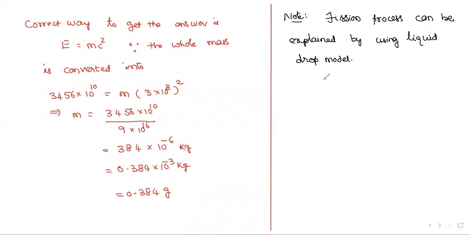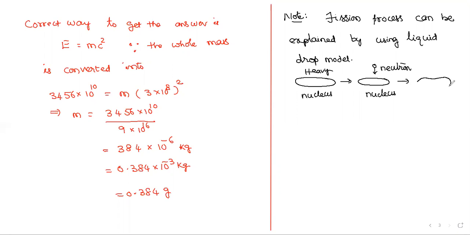Okay, this is a heavy liquid drop, like a heavy nucleus. By adding one small drop here, this is the neutron, and this is the heavy nucleus. By adding it, the shape will be disturbed, and due to the disturbance, the shape will change to a dumbbell like this.